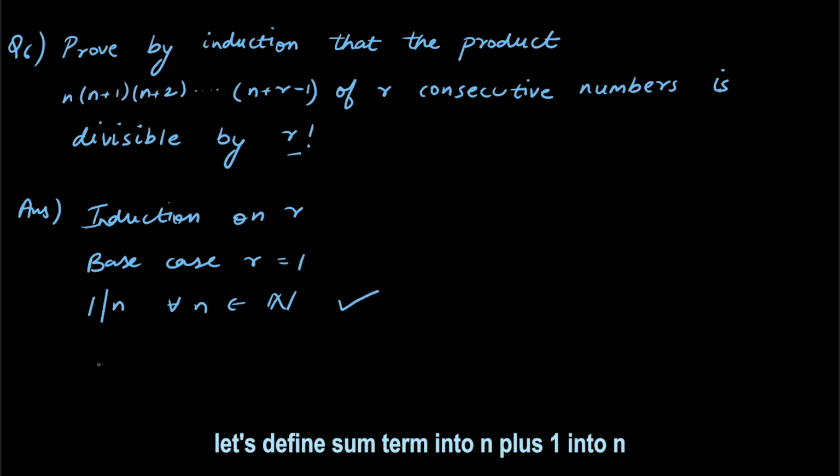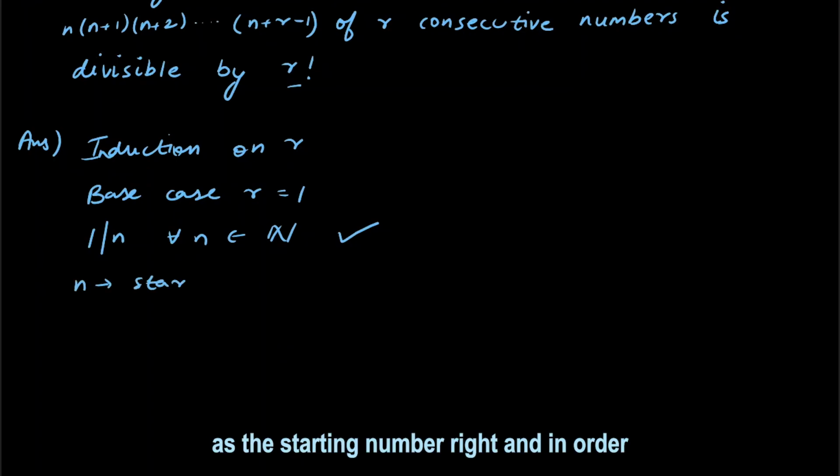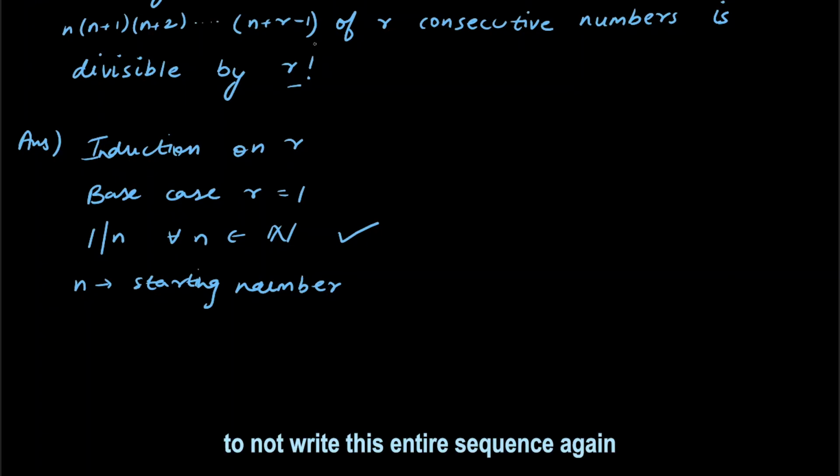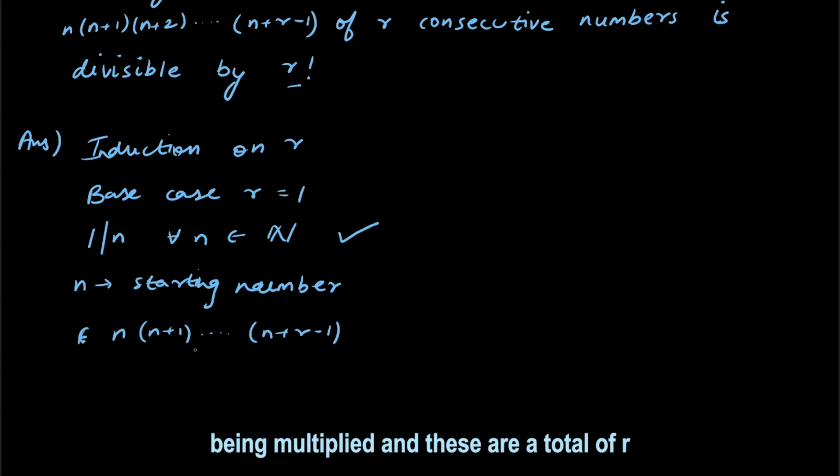Now for the inductive step, let's define some terms: n into n plus 1 into n plus 2 till n plus r minus 1. We will define n as the starting number, right? And in order to not write this entire sequence again and again, we'll define the sequence n into n plus 1 till n plus r minus 1, all of them being multiplied. And these are a total of r terms.